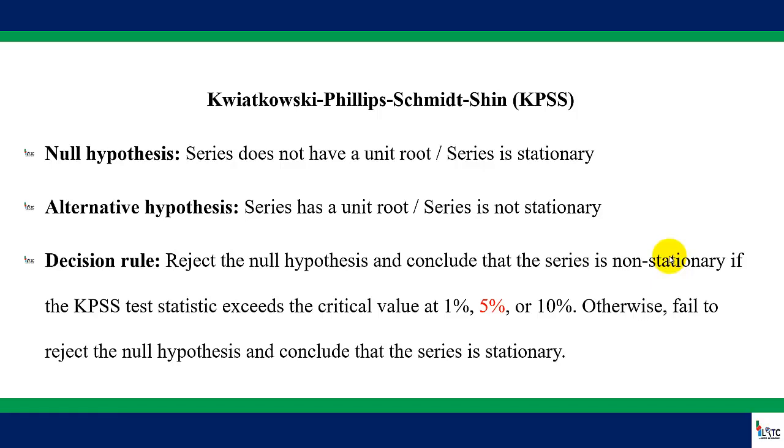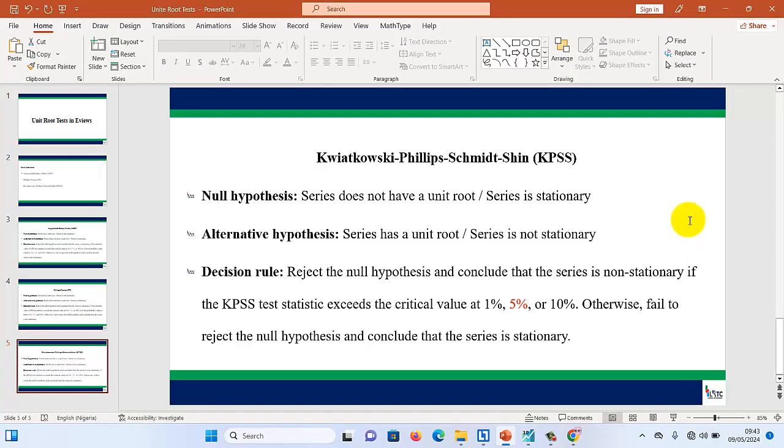So what we are saying here is that if the KPSS test statistic is greater than the critical value at 1%, you can proceed and do your first difference. Why? Because it shows that the series is not stationary. Please take note, KPSS does not have a probability value, unlike ADF and PP. So now let me take you through the steps of how to perform the unit root test in Eviews.